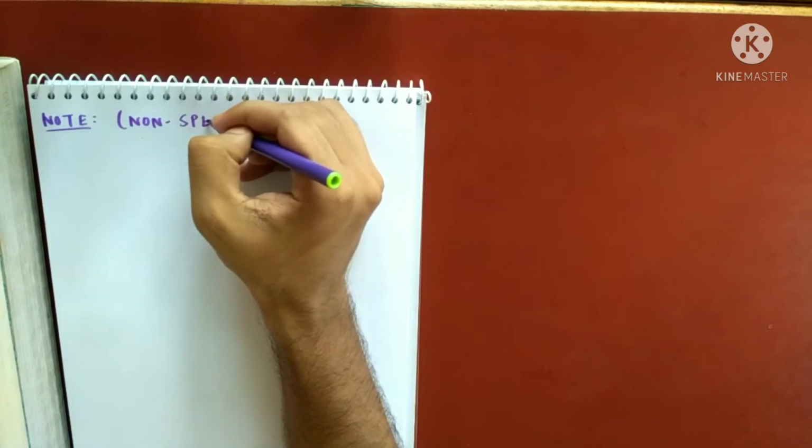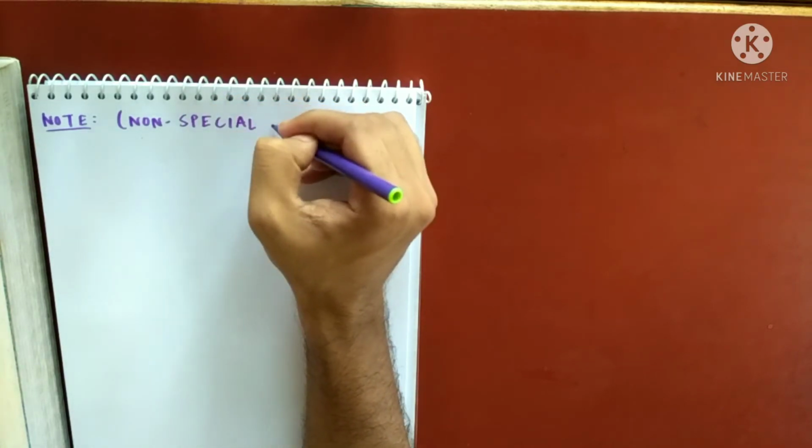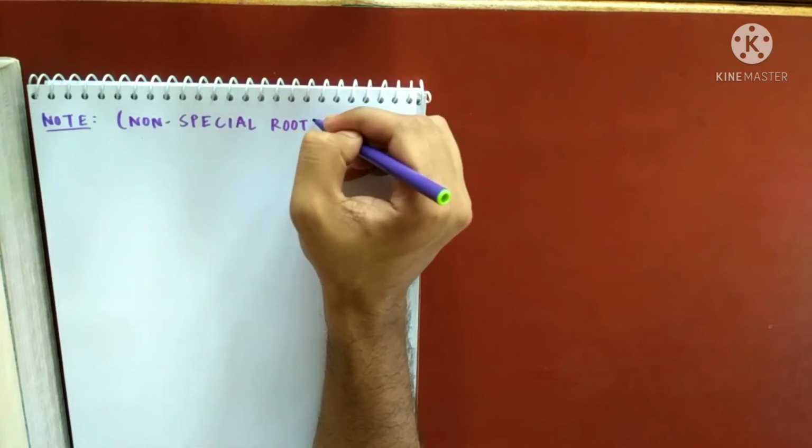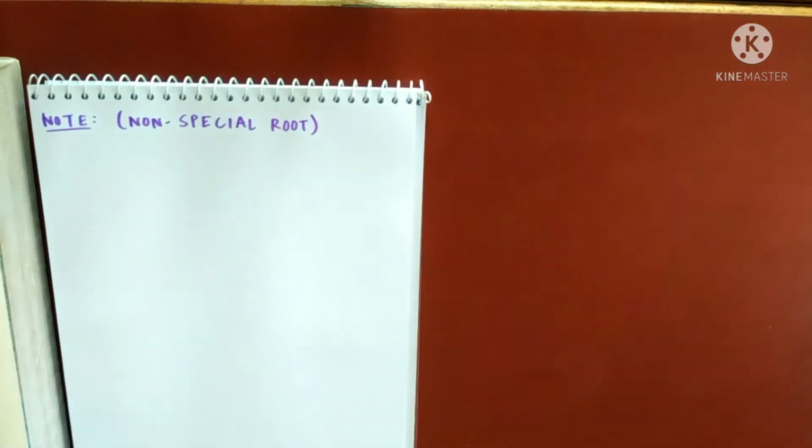Non-special root. So you know about non-special roots, that means which roots are non-special. Suppose I am talking about x to the power n minus 1 equals to 0. Which roots are non-special to this one? All those roots which are the roots of x to the power m minus 1 equals to 0, where m is less than n. So let me write all those things.